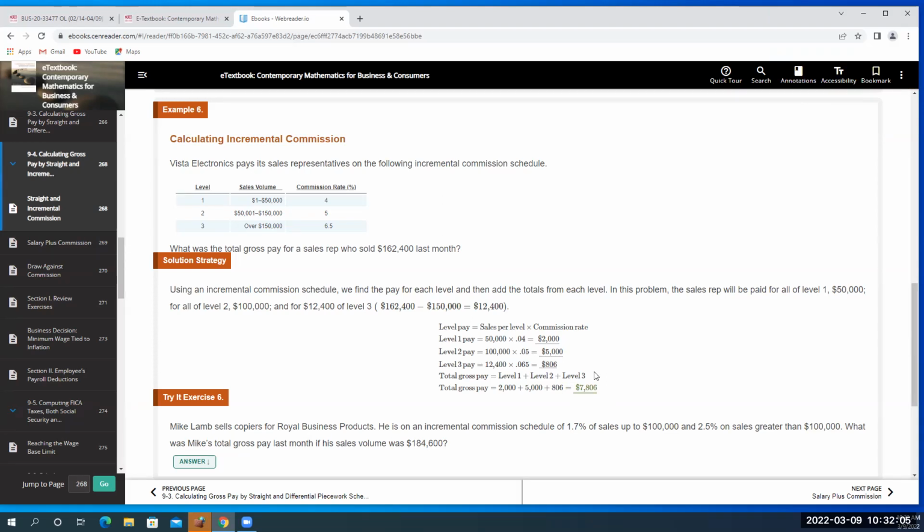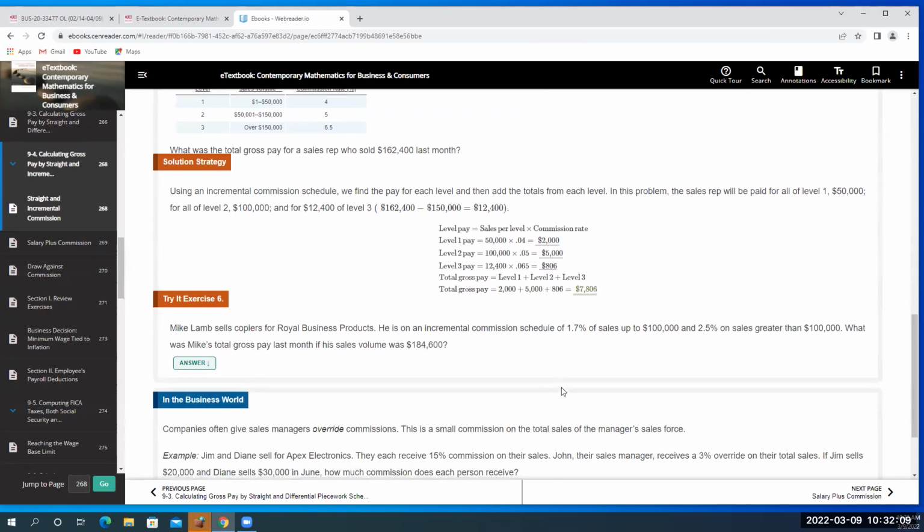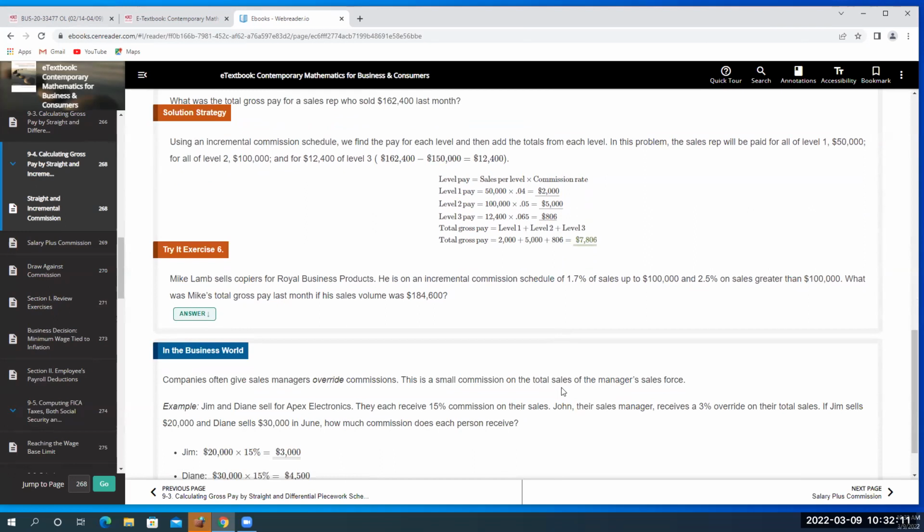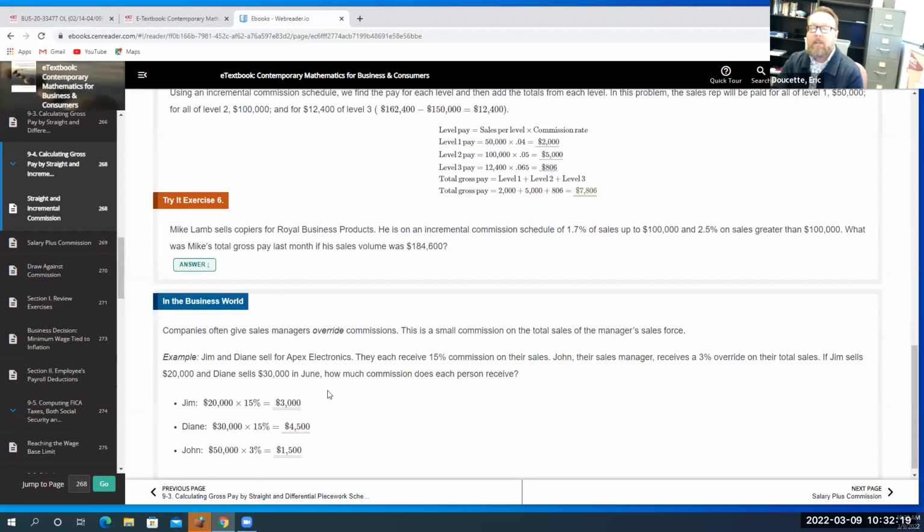Yep. So that's a graduated commission. And like the discount chain in the previous chapter, it's working with what's left. Yeah, exactly. So anyway, and then there's other ways that you can do it as well.